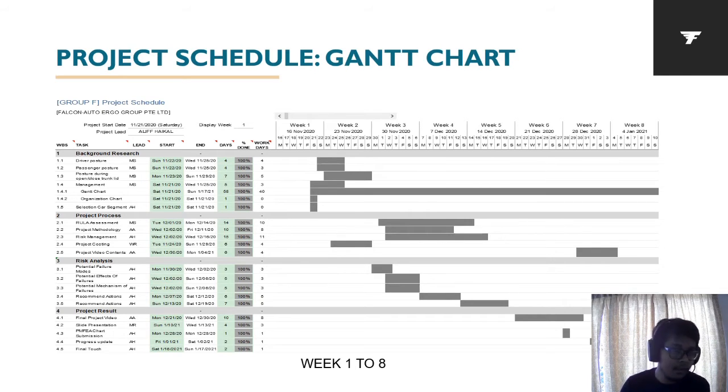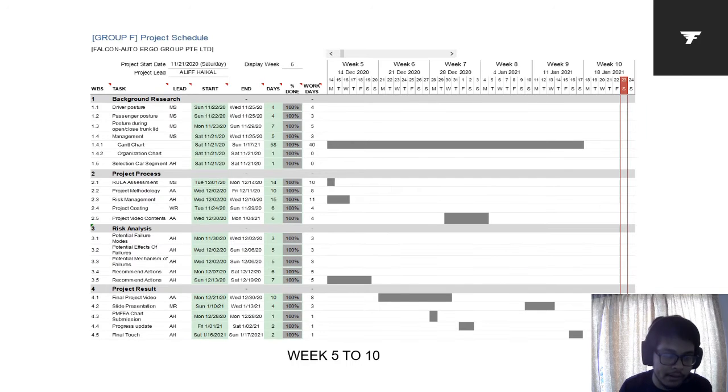Today I'm going to present to you our Gantt chart. As you can see, we started our project on the 21st November, the year 2020, and it shows the progress of our project from week 1 to week 8. You can see in the next slide, it's from week 5 to week 10.